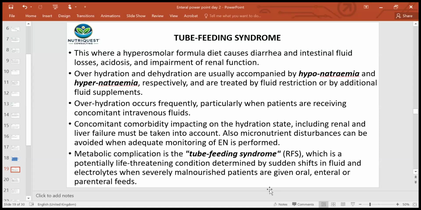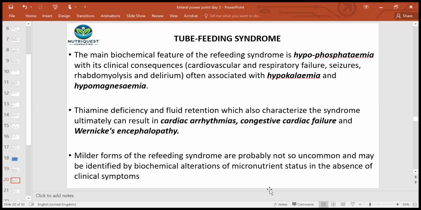So you need to do a liver function test. You also need to do a kidney function test just to see the performance. A metabolic complication is tube feeding syndrome, a potentially life-threatening condition determined by a sudden shift in fluid and electrolytes when severely malnourished patients are given oral, enteral, or parenteral feeds. Tube feeding syndrome is also known as refeeding syndrome. It's quite a common metabolic complication, and it is life-threatening, so it is important for us to be cautious.